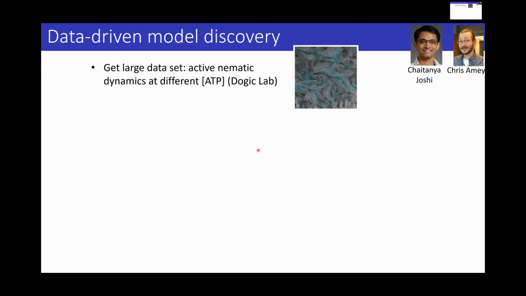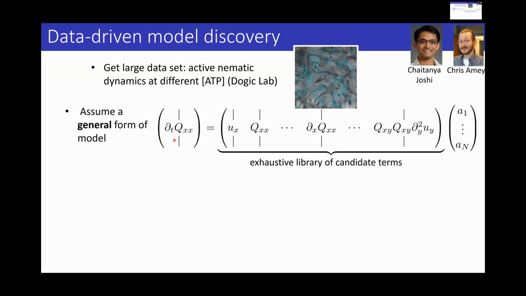The idea is very simple in concept. You start with a large data set. So in our case, we had active nematics dynamics at different ATP concentrations from Zvonimir's lab. The idea is you assume a very general library of terms, basically all those combinations of the fields and their gradients up to hopefully some sufficiently high order that you pick.